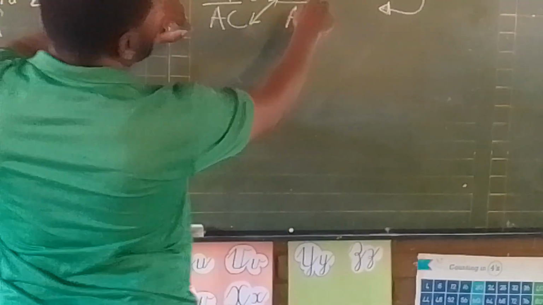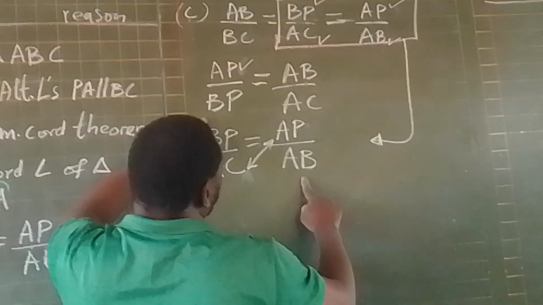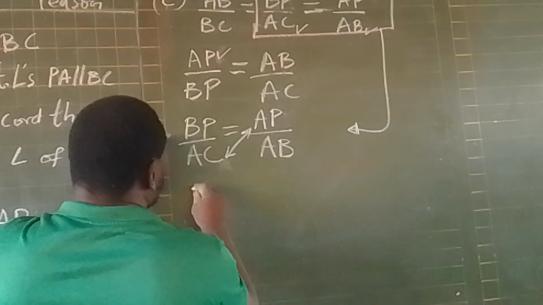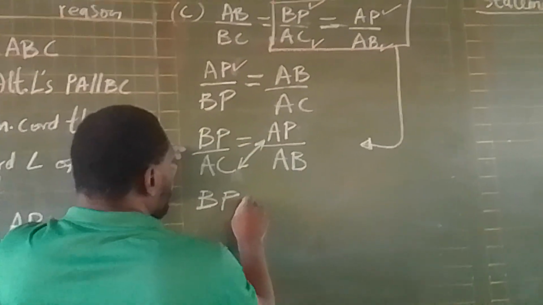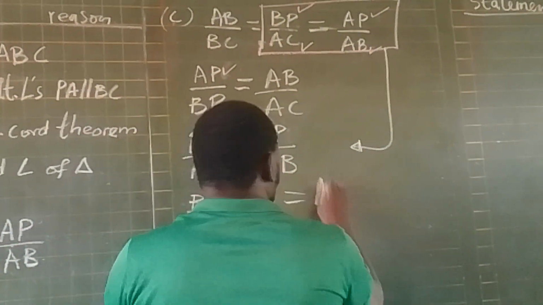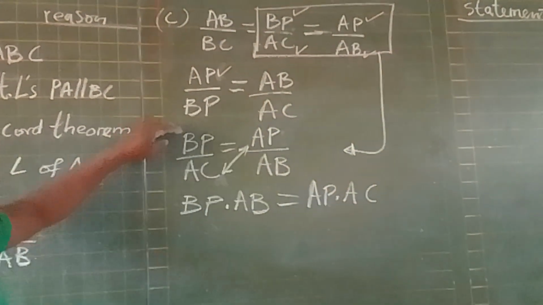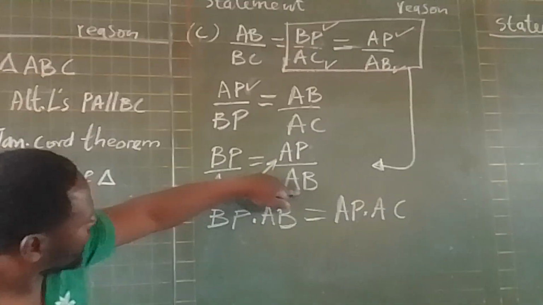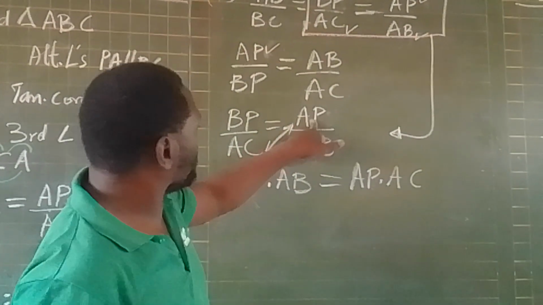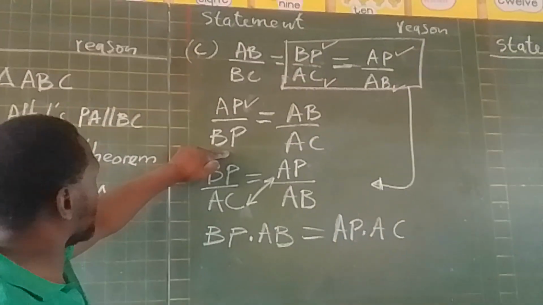Where is your AP? Here is your AP. Down there you must have AB. Let's do this. Cross multiply this. BP times AB is equal to AP times AC. You see now, I cross multiplied that, I got BP times AB, which is equals to AP multiplied to AC.